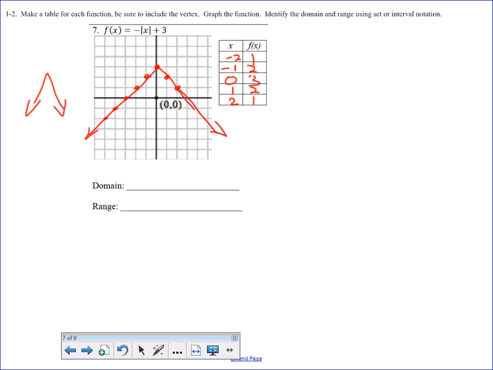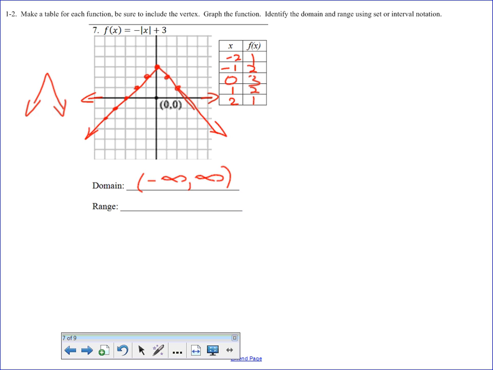So the domain, once again, no restrictions on the domain. The two arrows go forever in both directions on the x, so the domain is negative infinity to infinity. Or you can think about the individual function. Is there any number that we're not allowed to put in the absolute value function?